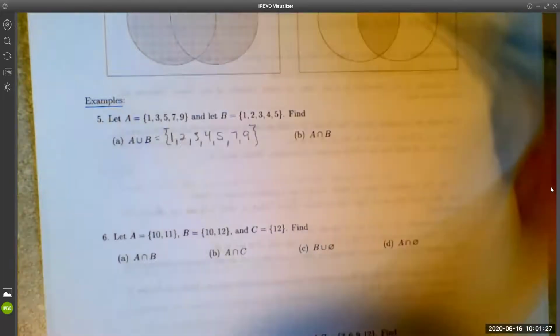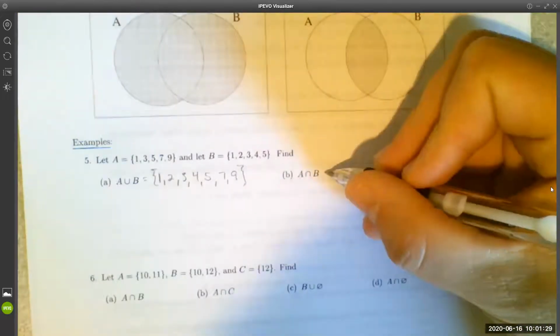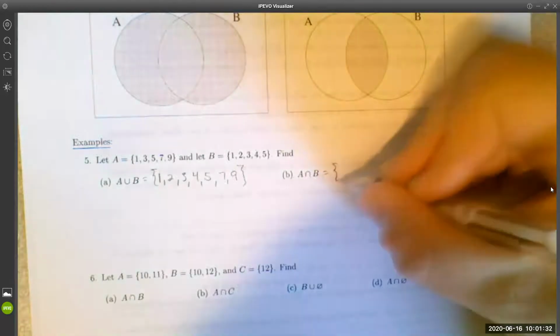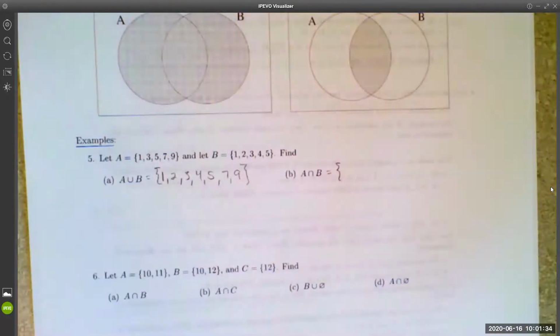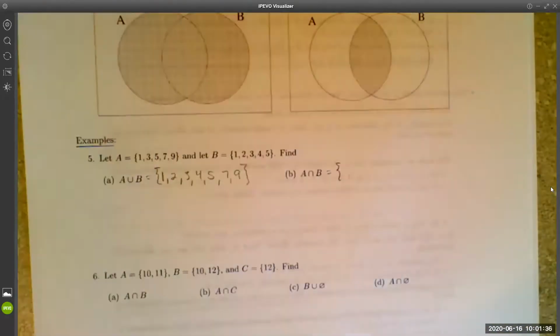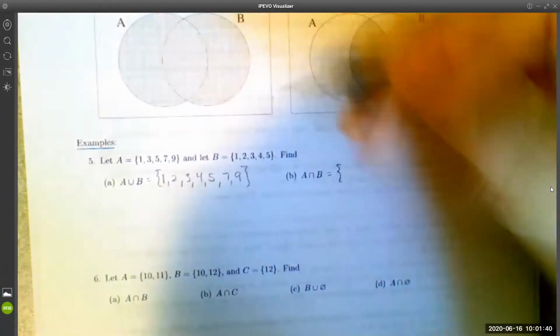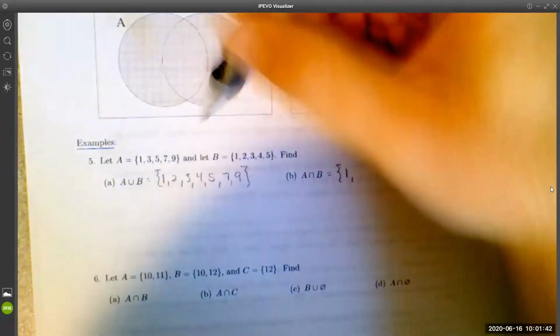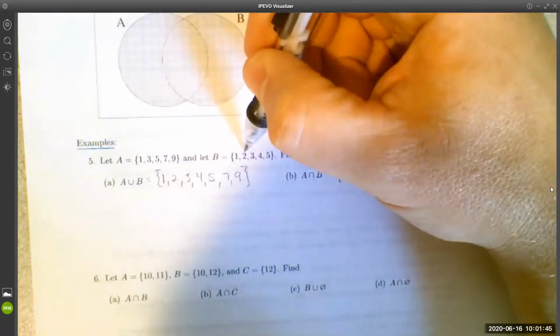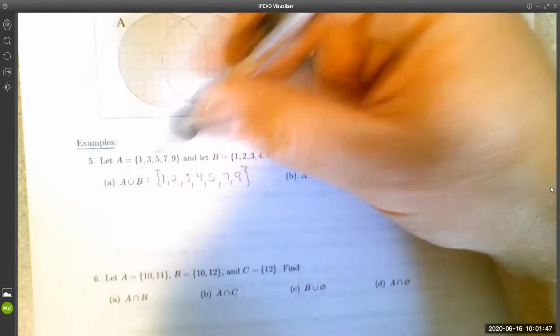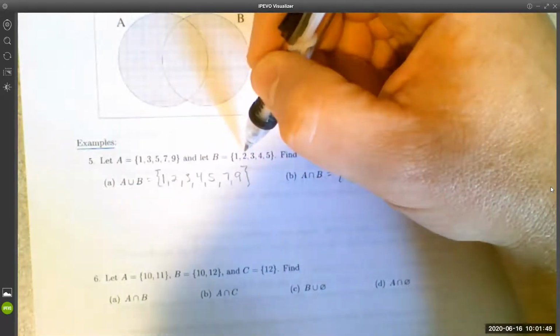The intersection of A and B. Well, this would be all of the things that A and B have in common. So if we look at those two sets, they have a 1 in common. So 1 is in the intersection. They don't have a 2 in common. 2 is in B, but it's not in A. So 2 is not in the intersection.